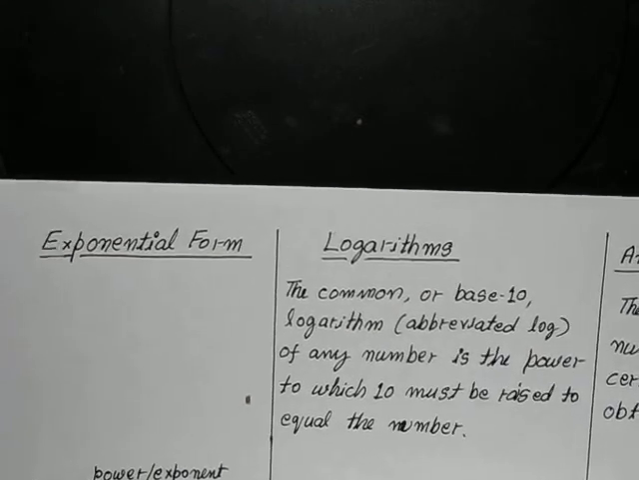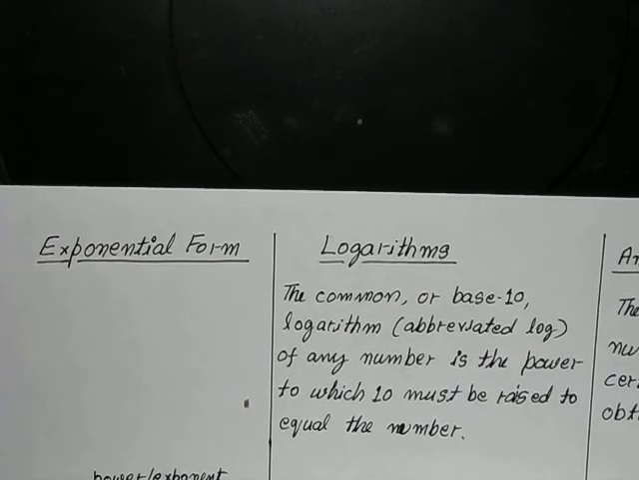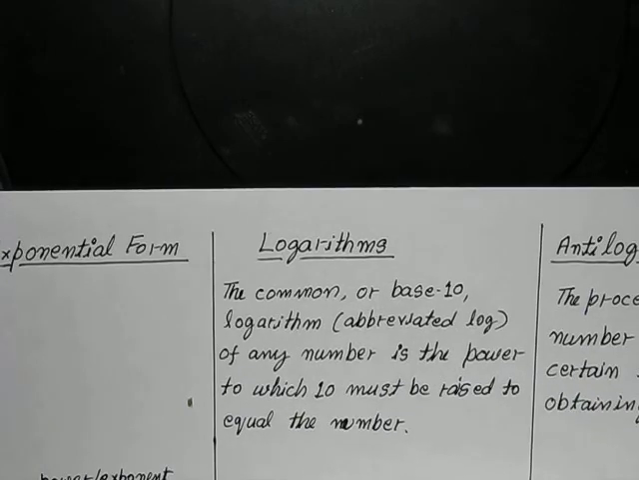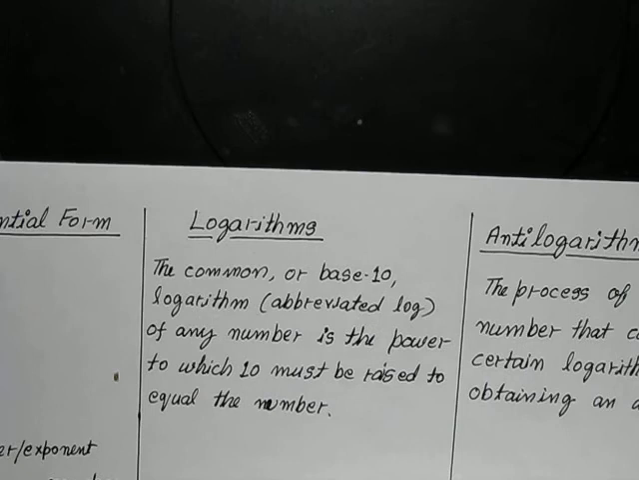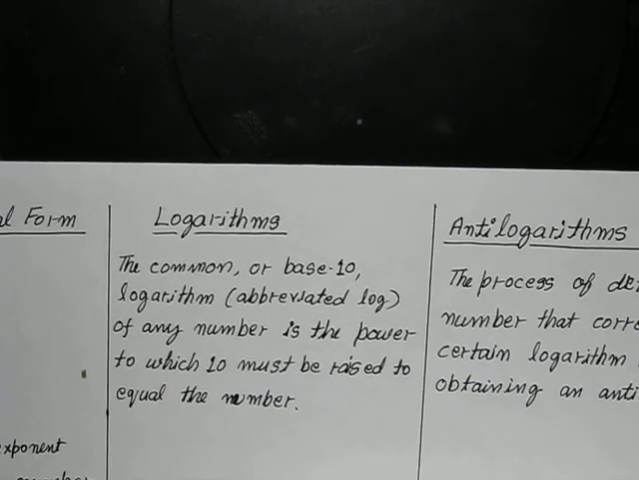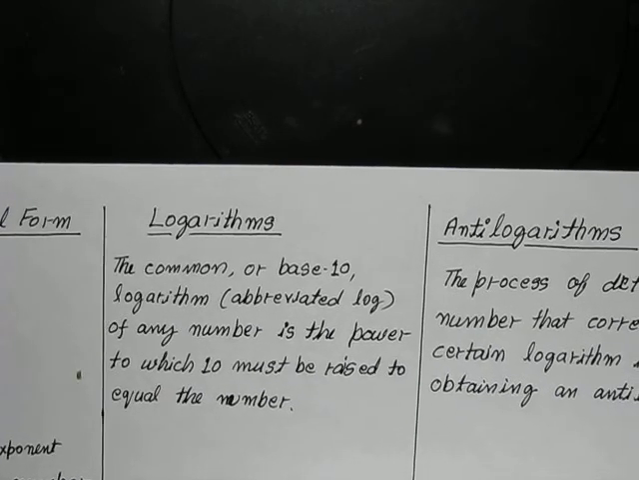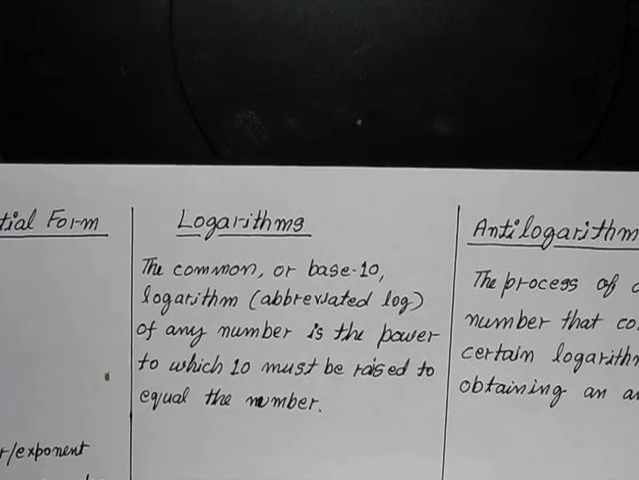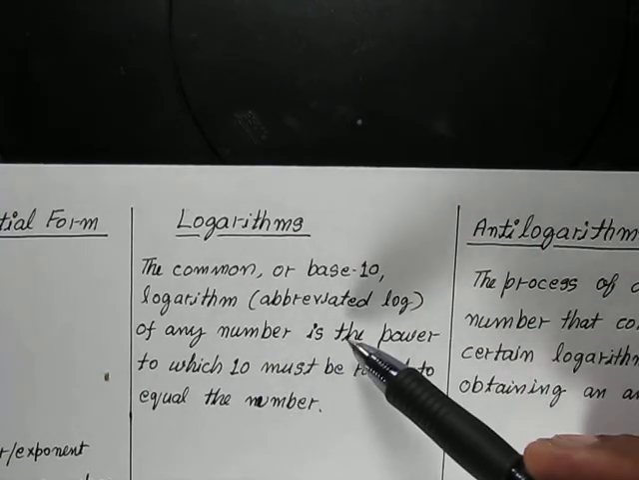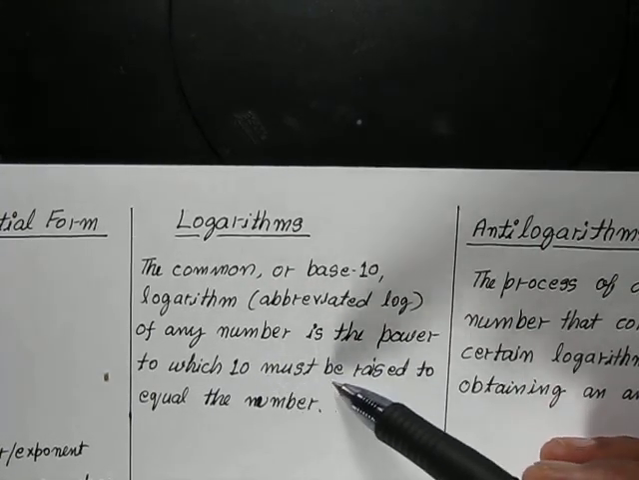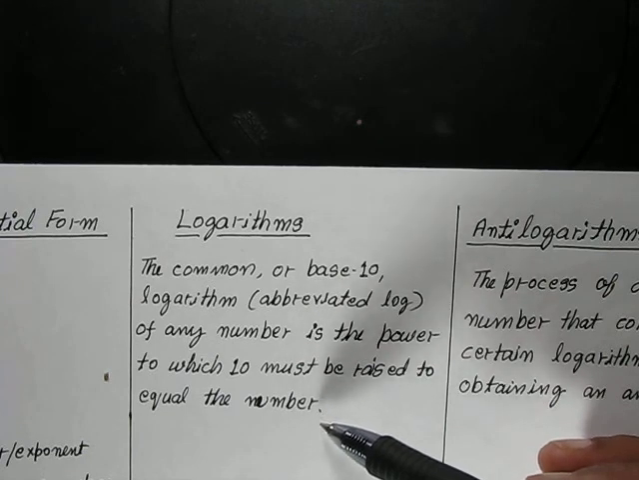Hello, in this video we will study the exponential form of numbers, logarithm form of numbers and anti-logarithm form of numbers. So first, the definition: what is the logarithm and anti-logarithm? The common or base 10 logarithm, abbreviated log, of any number is the power to which 10 must be raised to equal the number.